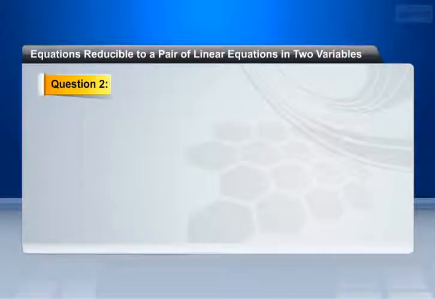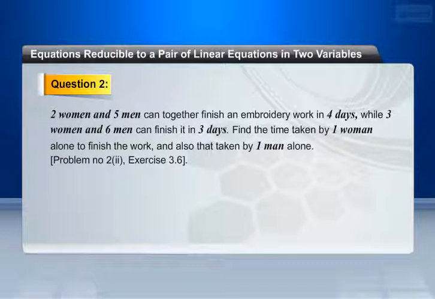Let us see the second question. 2 women and 5 men can together finish an embroidery work in 4 days, while 3 women and 6 men can finish it in 3 days. Find the time taken by 1 woman alone to finish the work, and also the time taken by 1 man alone.